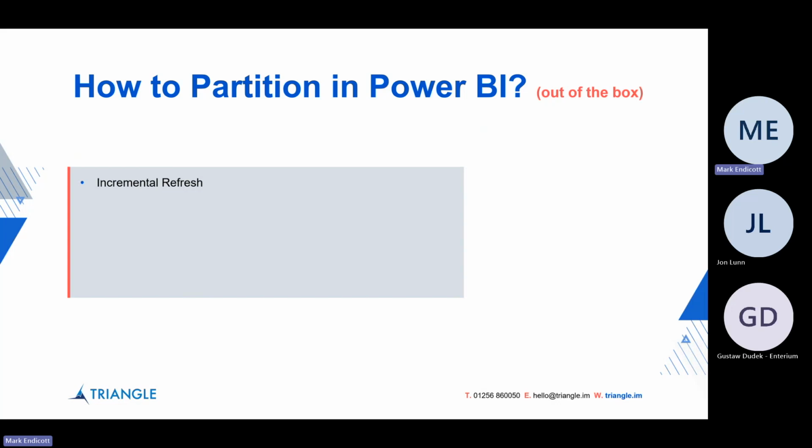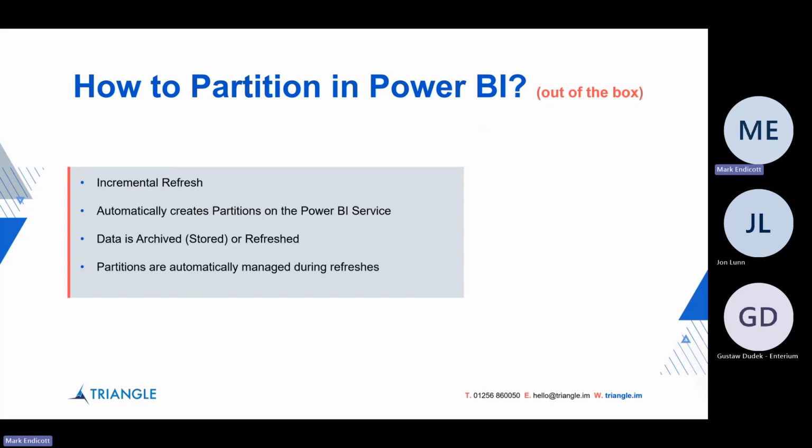So incremental refresh is the way you would do this automatically. What Power BI will do is it will automatically create the partitions on the Power BI service when you publish up to the service and hit refresh. That first refresh, Power BI is going to scan, look at the policy, create the partitions, and then load the data into them. From that moment onwards, data is archived.